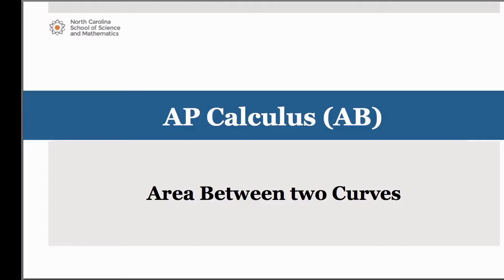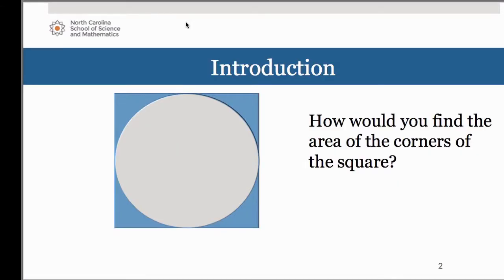So let's start with a very basic geometry problem. Suppose I had a circle inscribed inside of a square, and I wanted to find those blue corners and the area of them in total. So if we had some dimensions, we could find the area of the square and subtract from that the area of the circle. So hopefully that's what you thought to do.